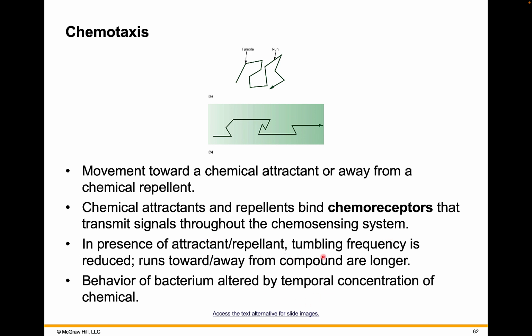In presence of the attractant or repellent, the tumbling frequency is reduced. Runs towards or away from the compounds are usually longer. And essentially, the behavior of the bacteria can be altered by temporal concentration of the chemicals. So essentially, just think about it: if you have a gradient from lower to higher concentration, when the bacteria move towards that, the speed of the movement of the bacteria will increase with the concentration of the chemoattractant.